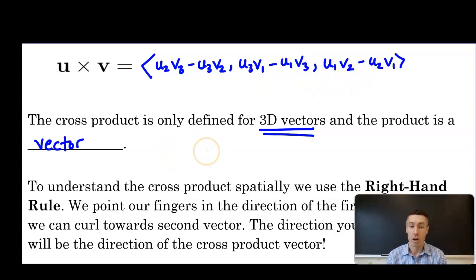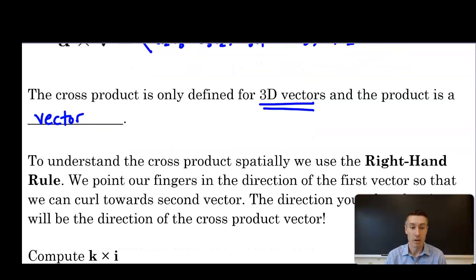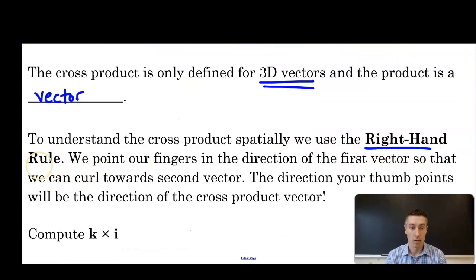Now, to understand the cross product spatially, we use something called the right-hand rule. And the rule says we point our fingers in the direction of the first vector so that we can curl towards the second vector. The direction your thumb points will be the direction of the cross product vector. Okay, so taking my right hand here, I would rotate it so that the palm of my hand would be facing the second vector. So I point in the direction of the first vector, I curl towards the second vector, and my thumb would be pointing in the direction of the cross product vector.